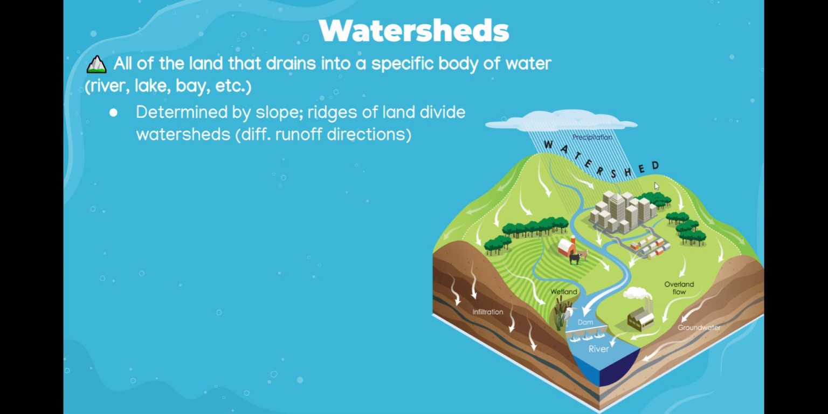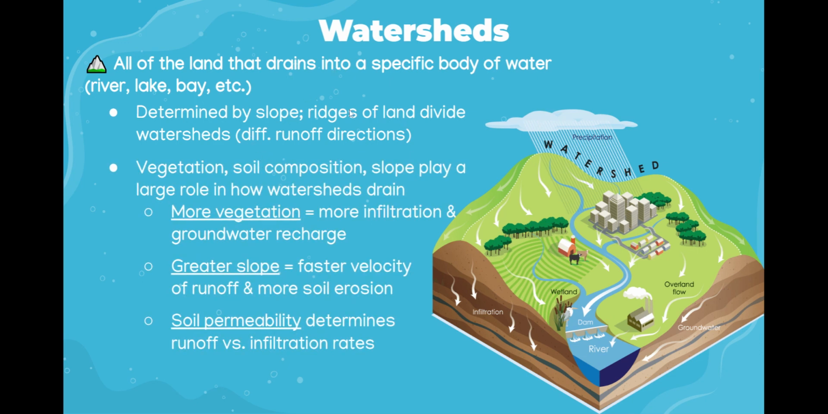So, for example, here, this whole area is a watershed, and all of these arrows show the flow of water depending on essentially the slope and the ridges, okay? So, vegetation, soil composition, slope all play a large role in how watersheds drain water. So, more vegetation, more infiltration, and groundwater recharge. Remember, infiltration is how water gets into the soil and recharges groundwater. So, we can see that right here. Water is trickling down through the soil and it enters an underground source called groundwater. Okay? When you have more vegetation, water can seep through the soil.